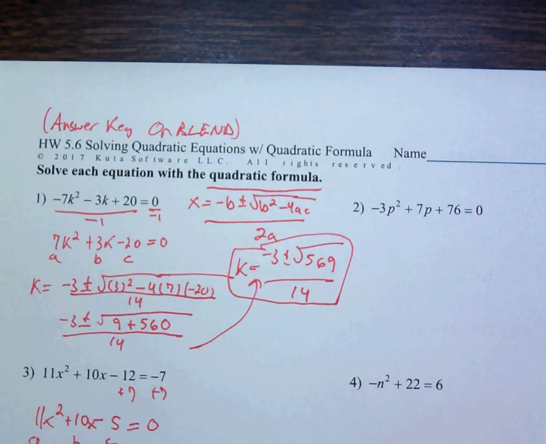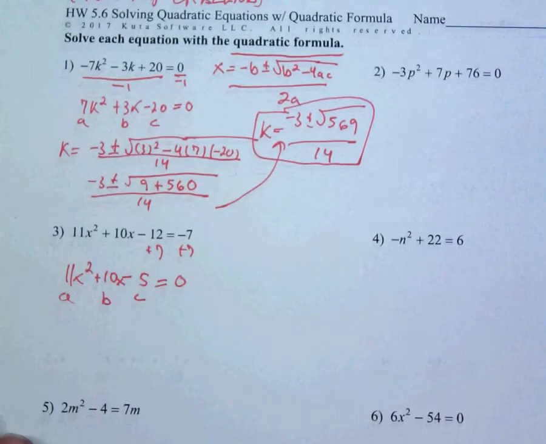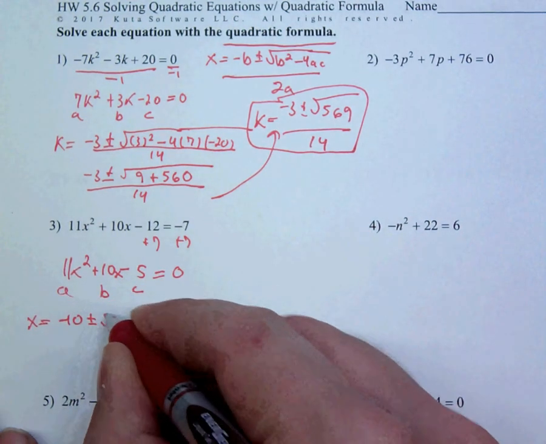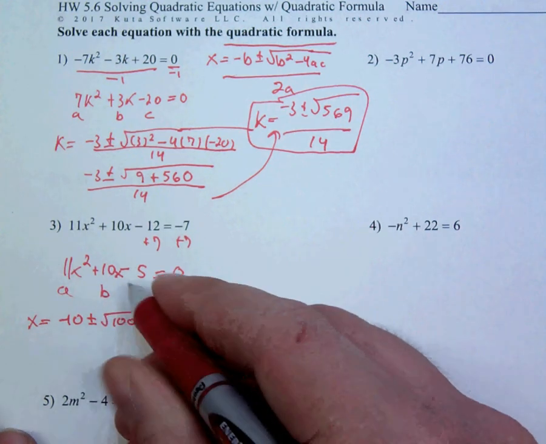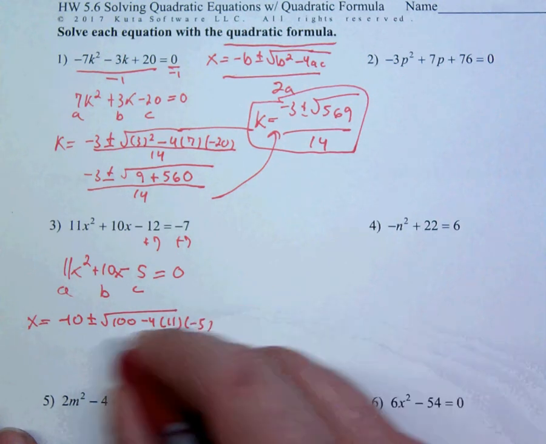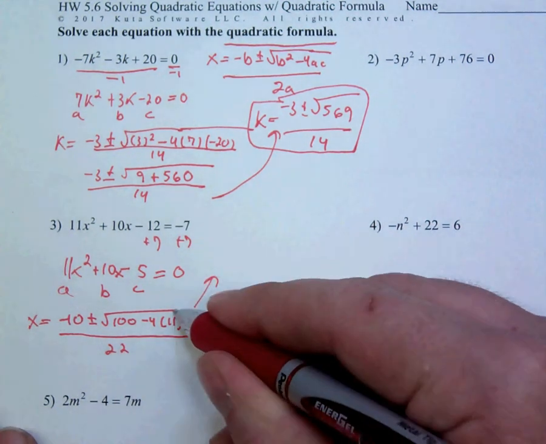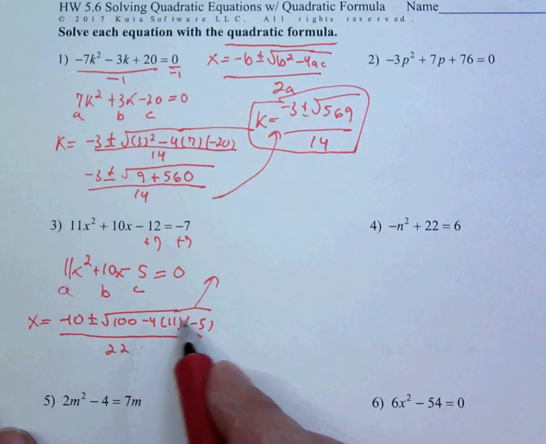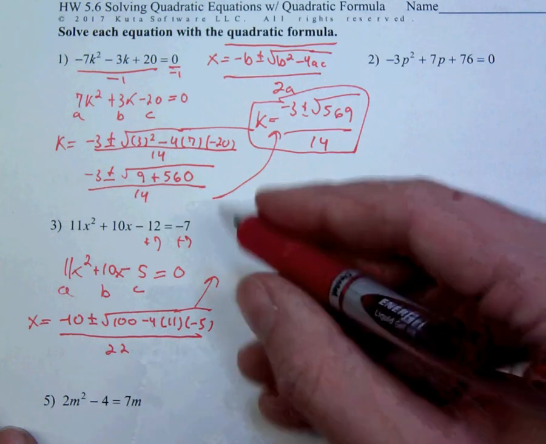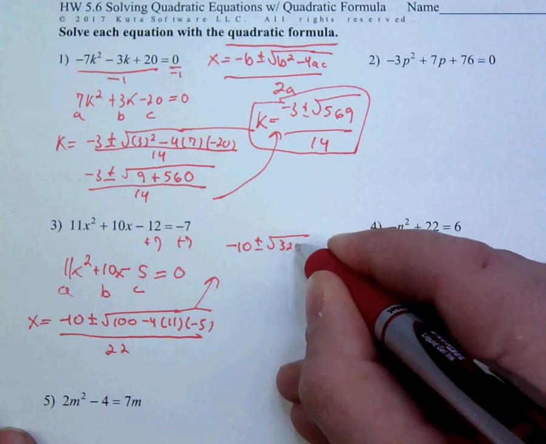It's going to be -b plus or minus the square root of b squared. So x is going to equal negative 10 plus or minus the square root of b squared, which is 100, minus 4 times a times c, all over 2a. Okay. I'm going to simplify the stuff inside the square root a little bit. Negative 4 times negative 5 is positive 20. 20 times 11 is 220. And 100 plus 220 is 320.